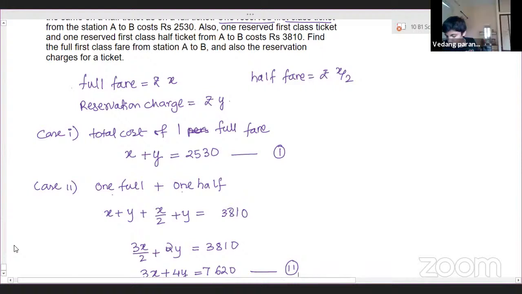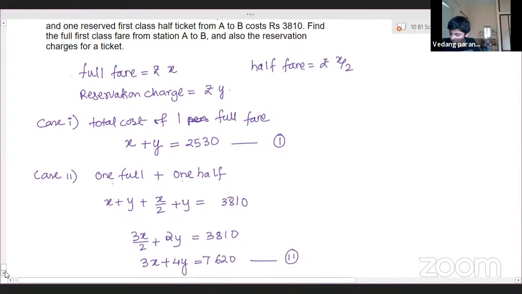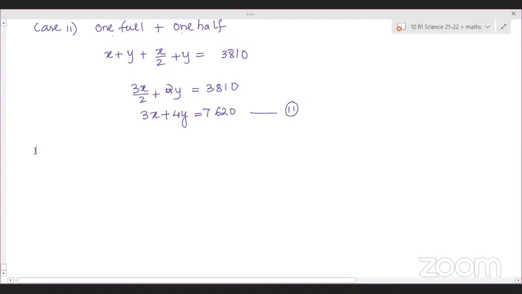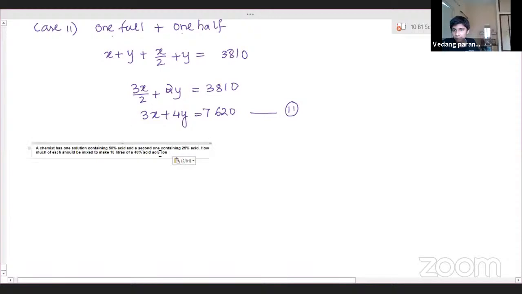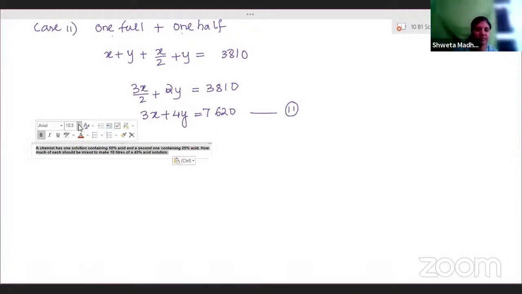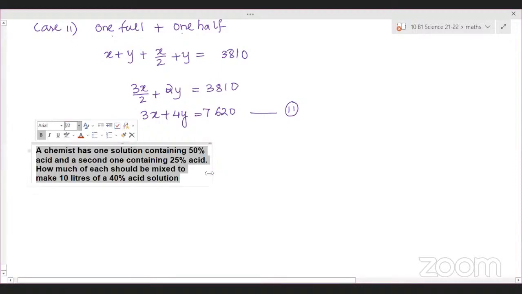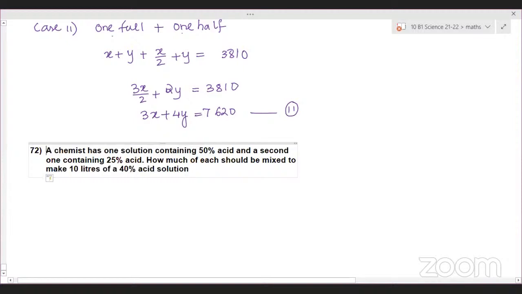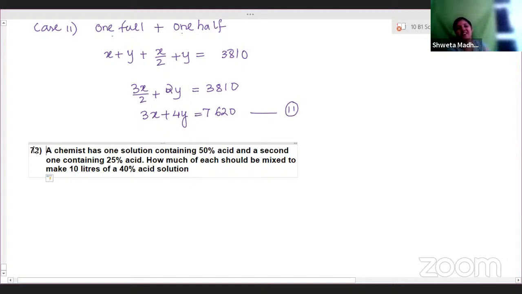Ma'am, after this, the three questions are different type, I think. Next which question? Everyone completed? Next remaining 3 questions. Ma'am, should we solve this question? No, you can't solve. I will explain that. If I explain, then the remaining 2 you can solve. All 3 are similar.